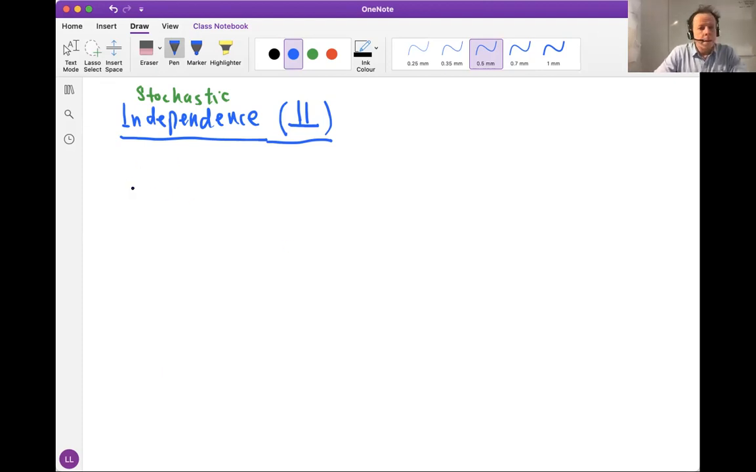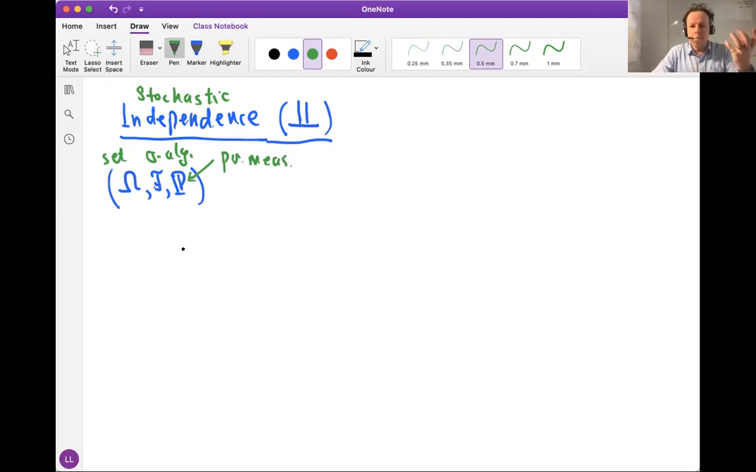So what does this definition mean? We start to make a definition now. We start with a probability space. So we recall again, omega is a set, F is a sigma algebra on that set, and P is a probability measure on this sigma algebra. And we assume that everything is defined on this probability triple that we look at. And we are assuming that we are looking at some other sigma algebras on this omega.